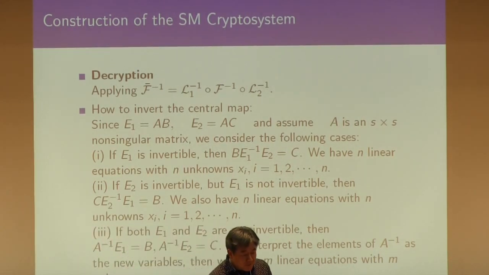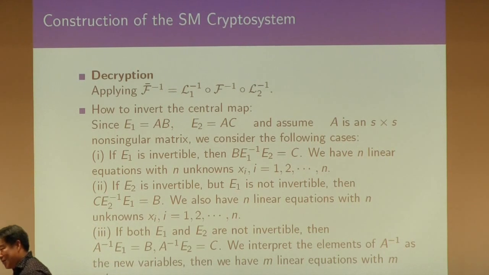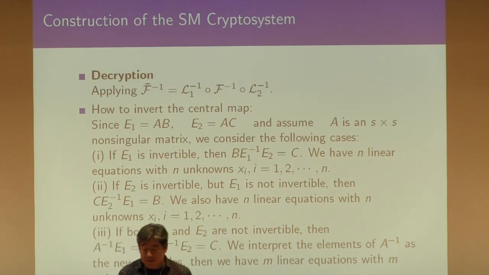So here I have an assumption: A has to be invertible. If you ask me, A is not invertible? Sorry, I cannot do anything for the moment. Okay, I give up. I say I cannot decrypt. And that's it. That's the basic idea.